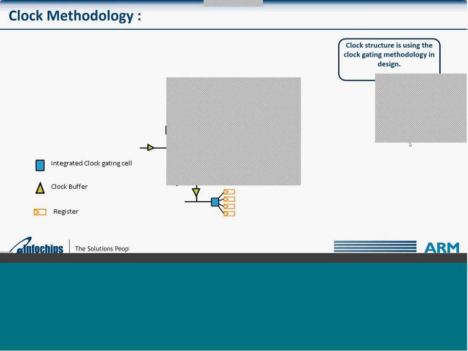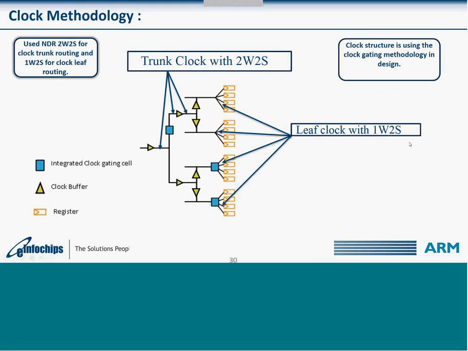So for the clock method, for CTS, we have used 2 different NDR rules. For leaf clocks, we have used a single width and spacing. The reason is that these are really short nets, and those are in low metals. For the trunk nets, we have used a double width and double spacing. Basically, these are running really long. As I have mentioned, the size is around 1.2 MB. So some of the nets were running almost 600 to 700 micron in length.